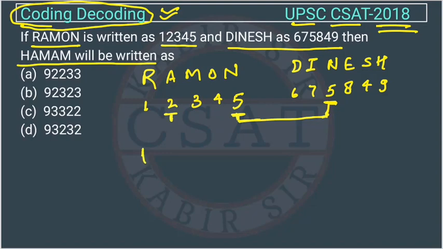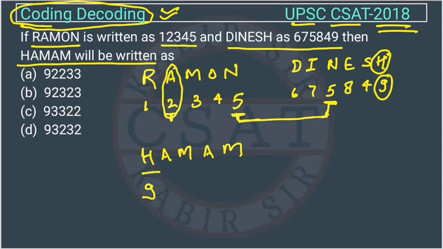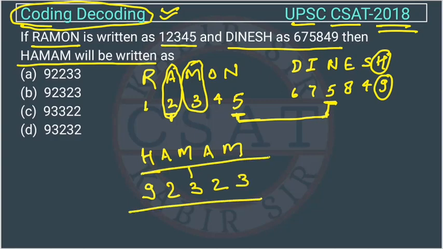Now we will write the code for HAMAM. H will be coded as, so we can find where H is here. H is here, so H is coded as 9. A is coded as 2, so this will be 2. M is coded as 3 here, so we will code it with 3. A is coded as 2 and M is coded as 3. So this will be the code for HAMAM.